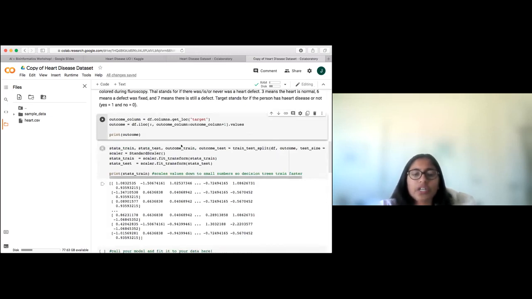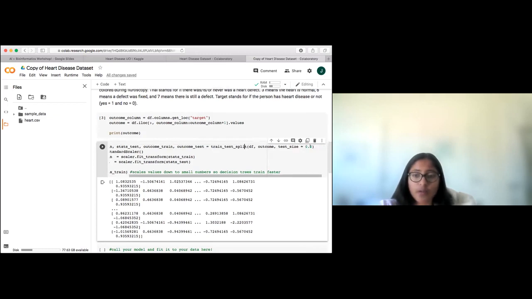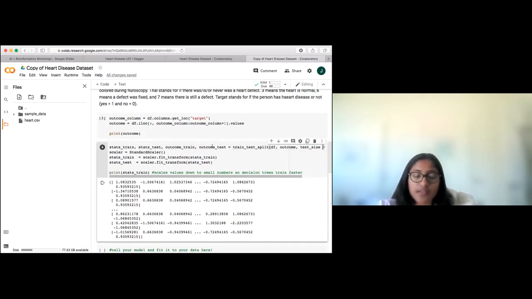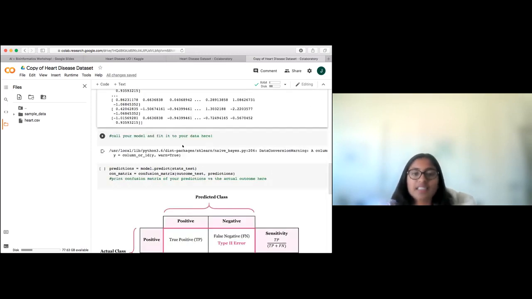And then over here, I am splitting my training data and my testing data using train test split. And over here, I'm doing a 20/80 train test split. You can do 30/70, whatever you want. And then I'm also scaling my data here to train faster. And I look at my data and see that it is nicely standardized.